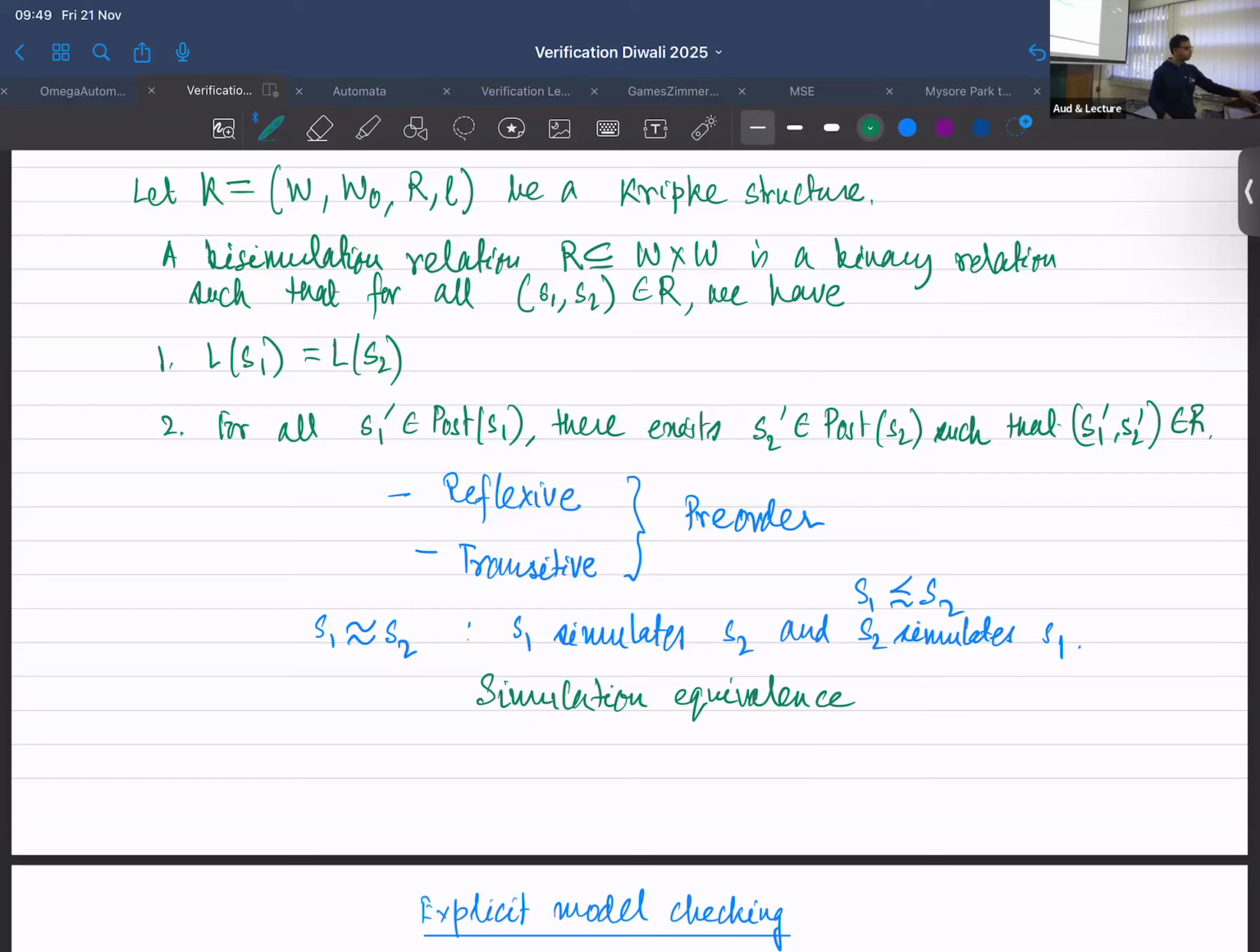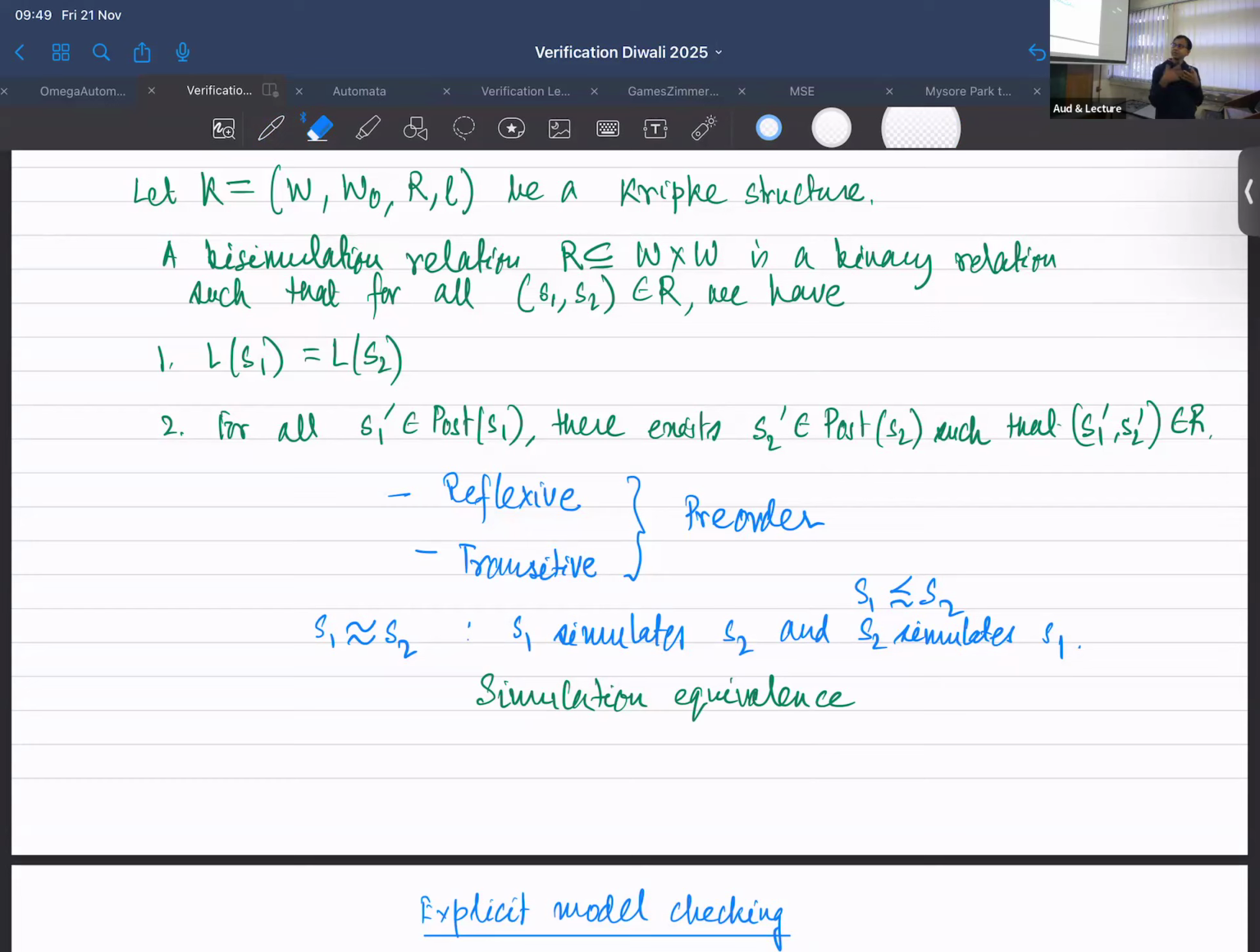But if S1 can simulate S2, then that means for every successor of S2, there is a successor of S1, and vice versa. No, the vice versa I'm not saying. But you said S1 simulates S2 and S2 simulates S1. S1 simulates S2. So what is the thing, like, S1 simulates S2?